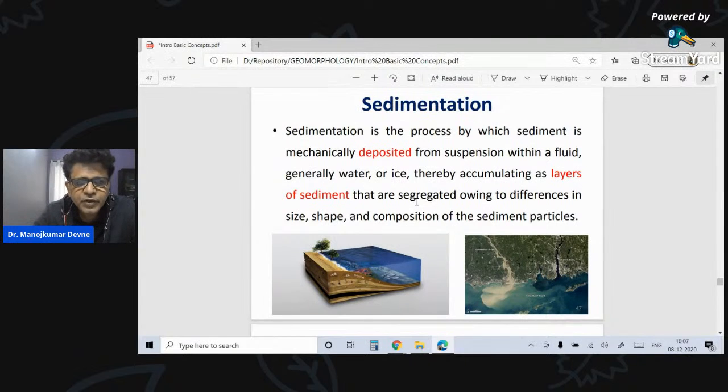Sedimentation is another term that we need to understand. Sedimentation is the process by which sediment is mechanically deposited from suspension. There are various processes by which sedimentation occurs. I think we spoke about capacity and competence. I don't know if I've discussed it with you all. Please let me know if we have. Many times in English we consider them synonymous, but scientifically they are different. If I have not spoken about it, we will speak about it later.